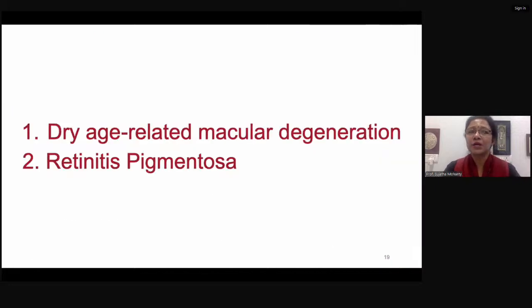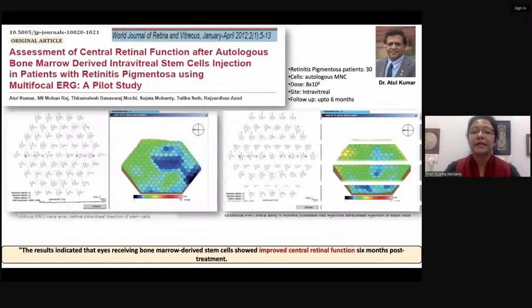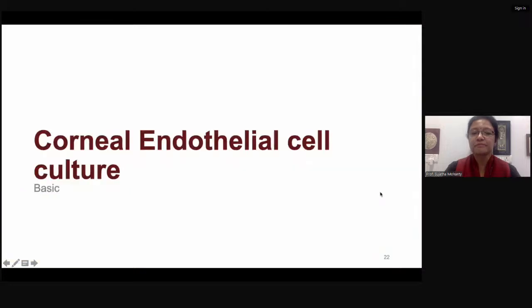Likewise, beyond the cornea, we also did some cases of age-related macular degeneration and retinitis pigmentosa. This was done in collaboration with Dr. Atul. The initial result showed that there was no further decline in visual acuity during 5 months of follow-up. Also in retinitis pigmentosa, we found an improvement in central retinal function.